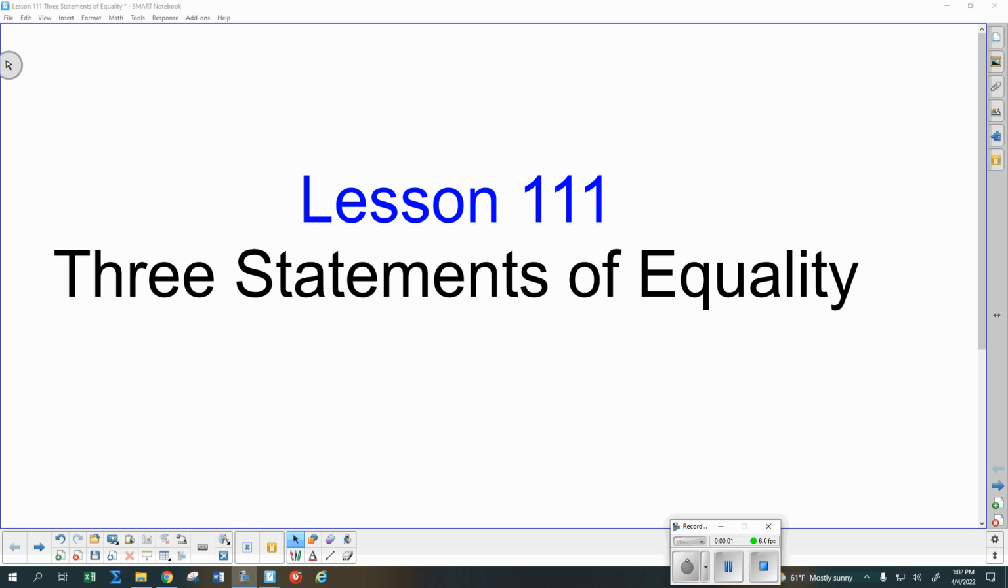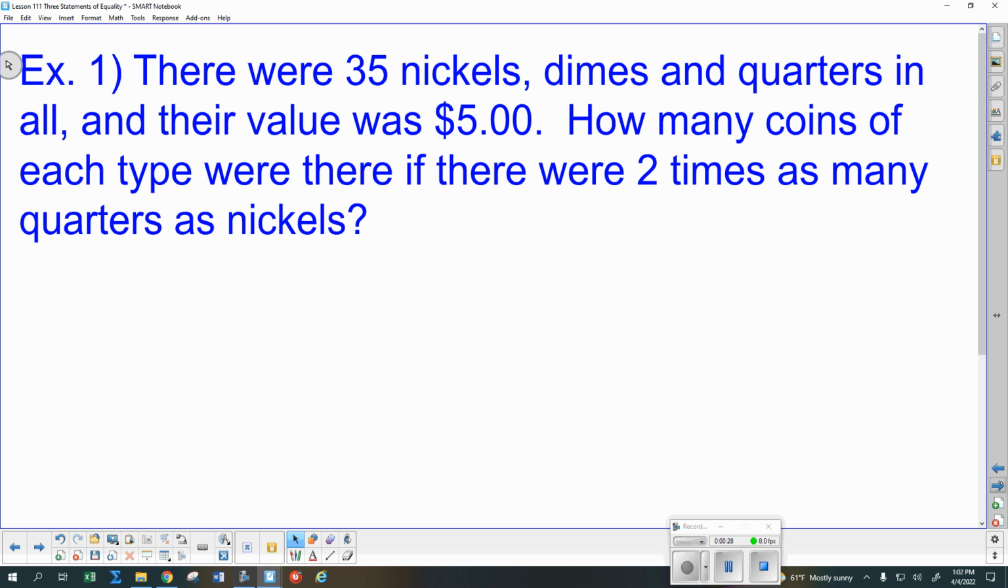In lesson 111, we're going to be looking at word problems, but they are going to be word problems that require us to come up with three equations that use three variables. And then we're going to use the methods that we have learned for systems of three equations with three unknowns. So, the hardest part is very often figuring out exactly what those equations need to be, how we need to write those. So let's see what we can come up with here.